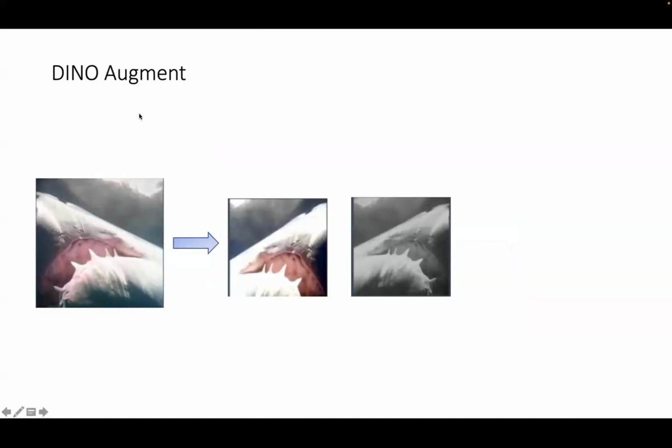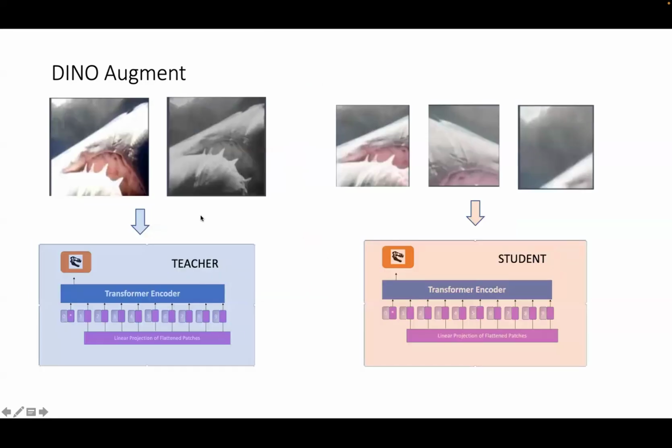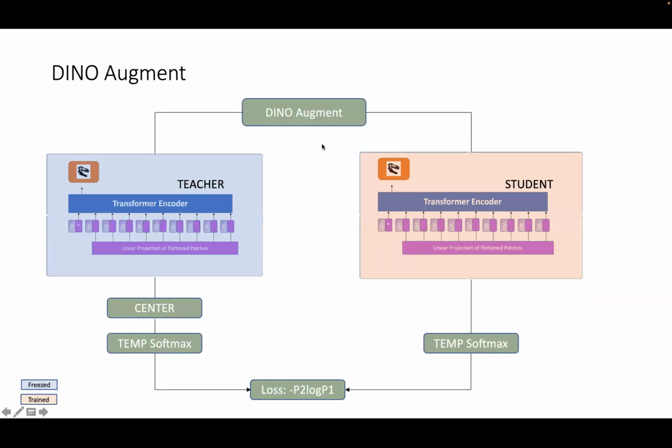Now this DINO augmentation uses a better way of representing the data, where we have a big input image and we take a couple of global crops, which are, let's say, two halves of the image. And then we have some local crops, some small patches of this image. This global crop we feed into a teacher model, and these local crops we feed into a student model. The teacher model is frozen. The student model is trainable.